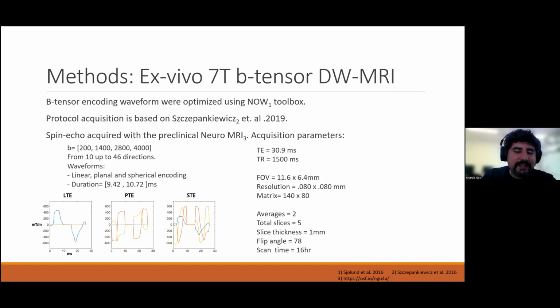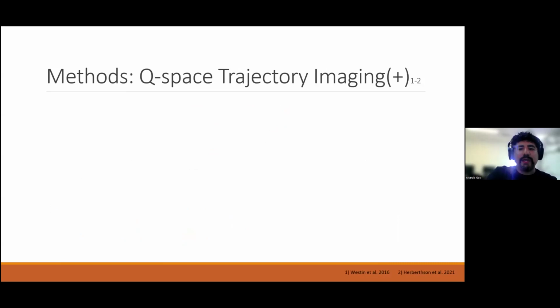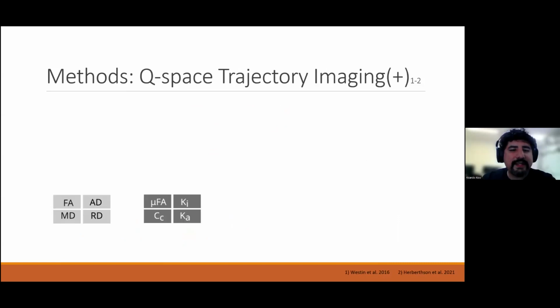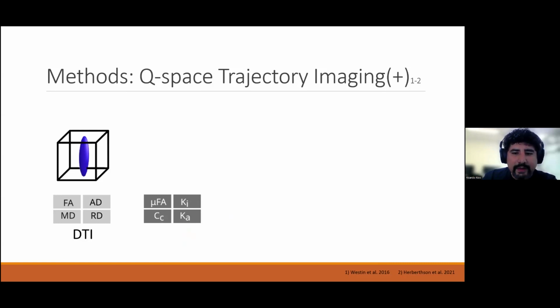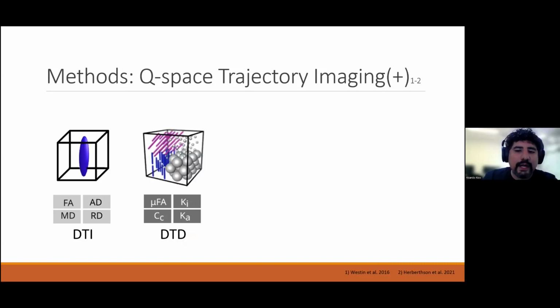We pre-processed this image, and then we applied the Q-space trajectory imaging method, in its QTI+ implementation. This is a signal representation from b-tensor encoding acquisitions that extracts 8 diffusion metrics. 4 of them are akin to the ones obtained by diffusion tensor imaging, and the other 4 are intended as descriptors of a diffusion tensor distribution representation.